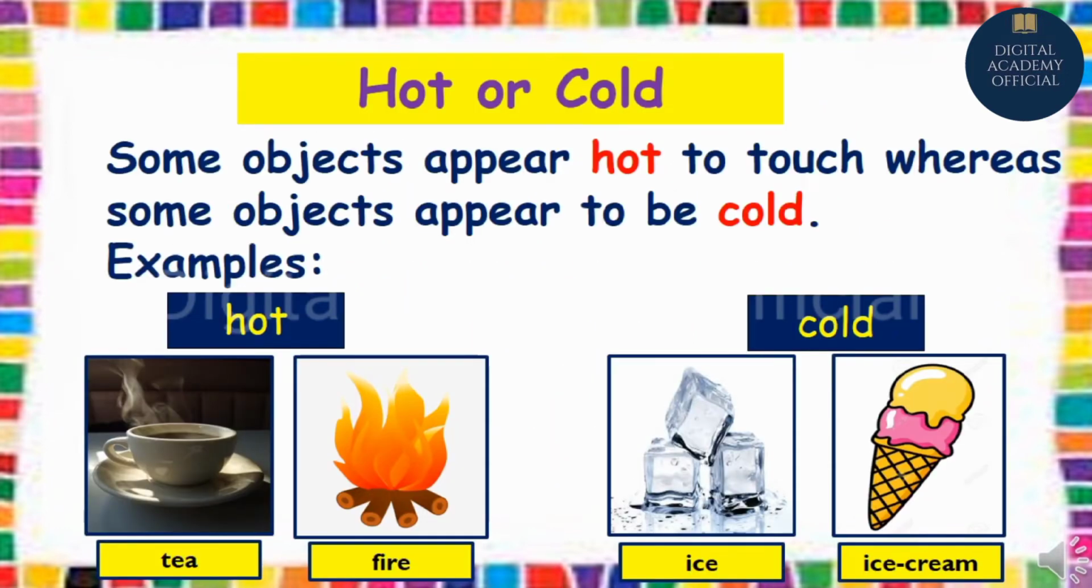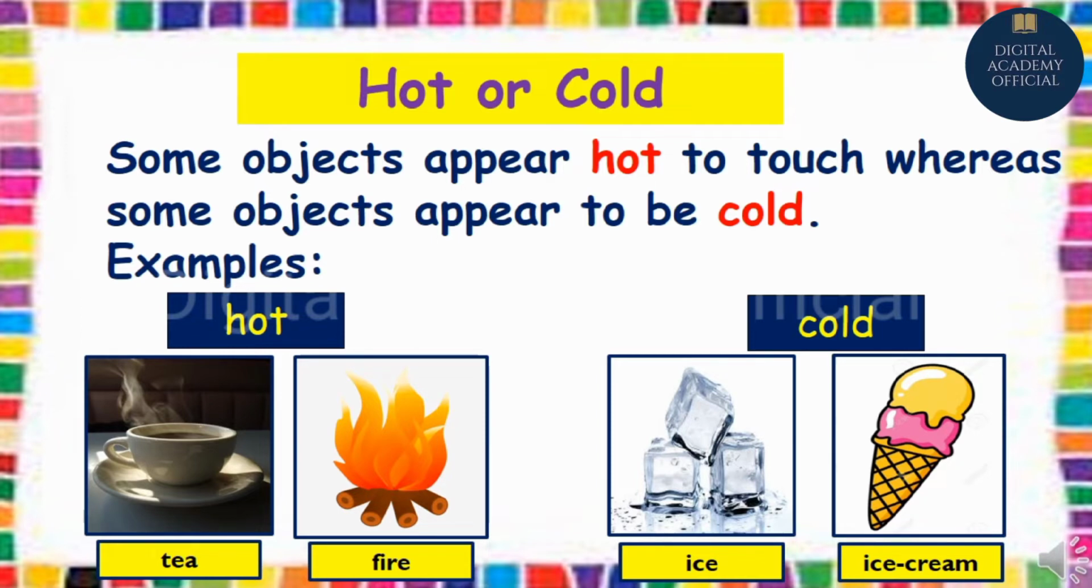Let's talk about hot or cold objects. Students, some objects are hot to touch. For example, when your mom makes a steaming hot cup of coffee or tea, have you ever accidentally touched it? No, don't ever do that because you might burn your finger. And fire, that is also very hot.